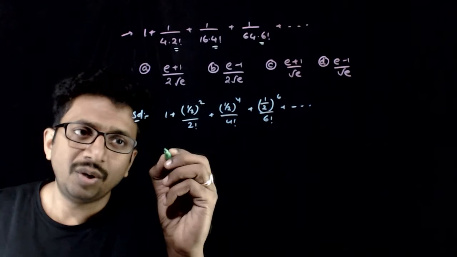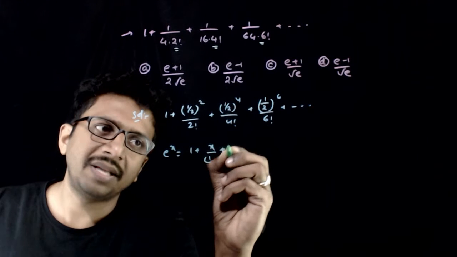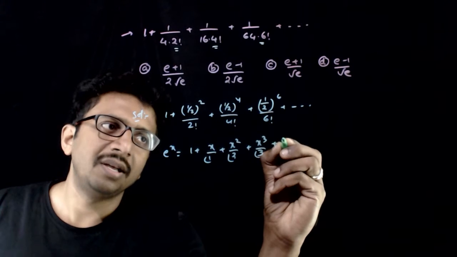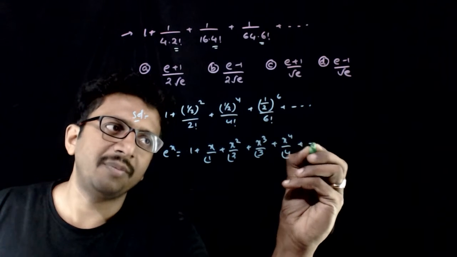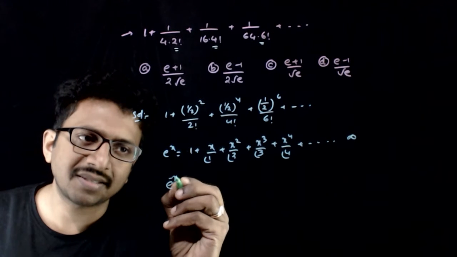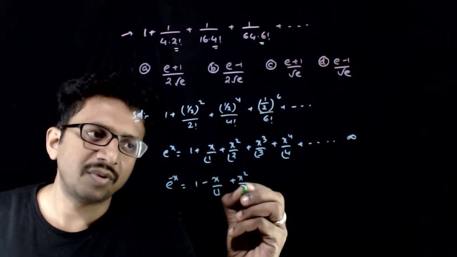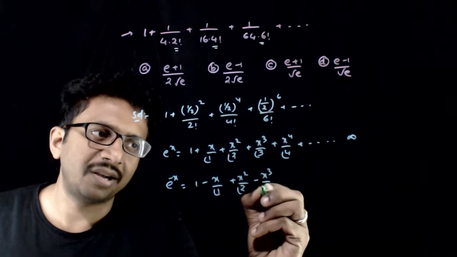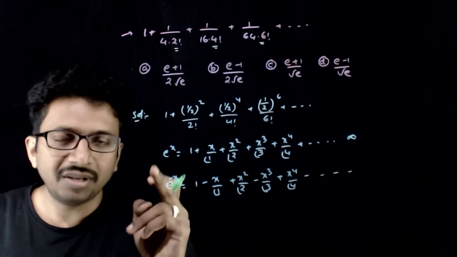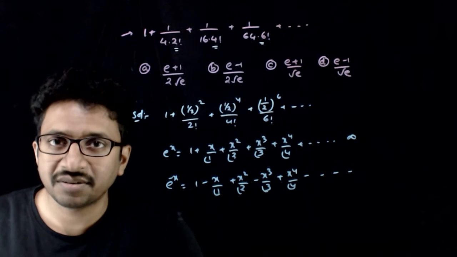So now how do we do this? e power x is nothing but 1 plus x by 1 factorial plus x square by 2 factorial plus x cube by 3 factorial plus x power 4 by 4 factorial plus so on up to infinity. And e power minus x is nothing but 1 minus x by 1 factorial plus x square by 2 factorial minus x cube by 3 factorial plus x power 4 by 4 factorial minus so on. So in e power x you have all positive signs. In e power minus x you have alternating plus and minus signs.